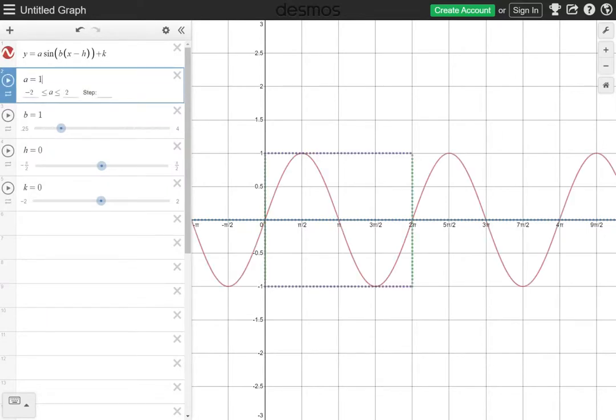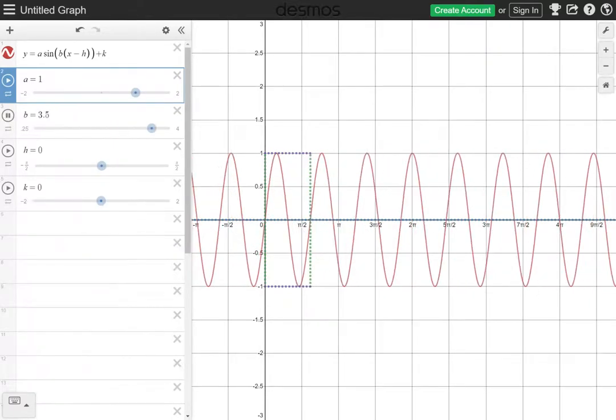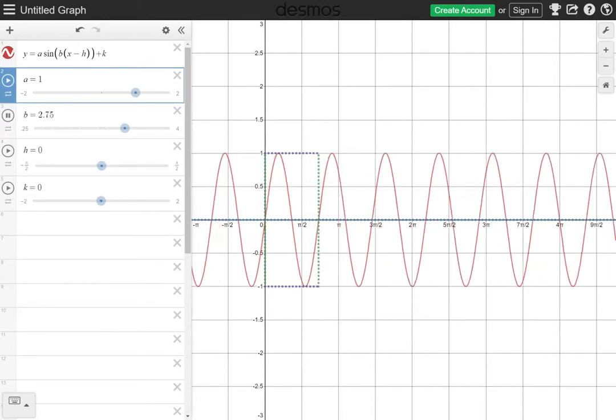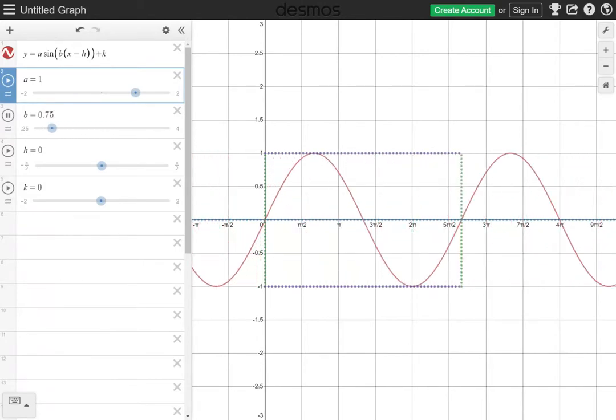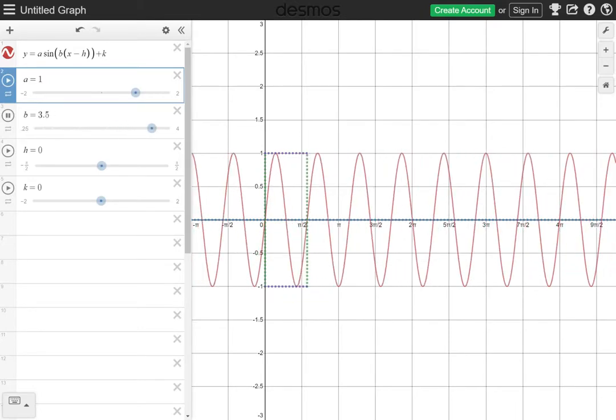Right, so then let's look at what happens when we change b. Now, b is used in calculating the period. So if I just change b, you'll notice it stretches out and then compacts back. So it gets really stretched when the value of b is between 0 and 1. When it's greater than 1 is when it gets really squished and you see more of them.